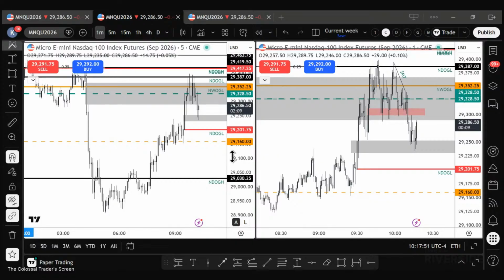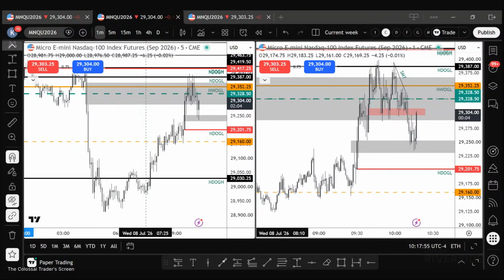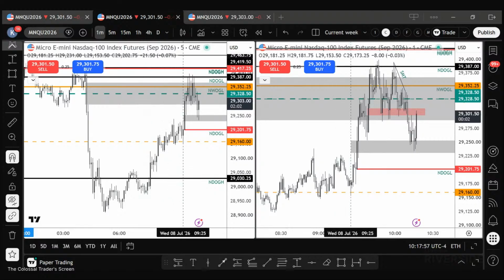See, that's the energy I didn't want to see. That's exactly what I didn't want to see on price. That right there. That's exactly what I do not want to see, guys.